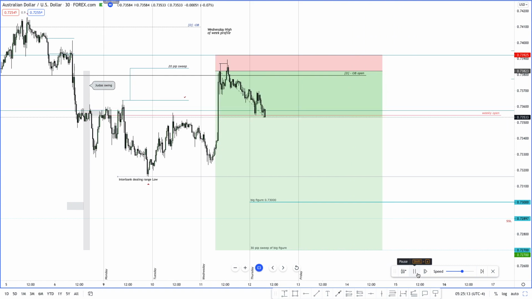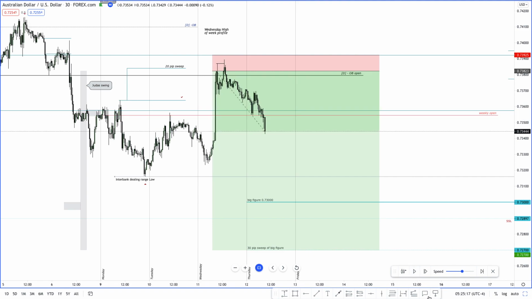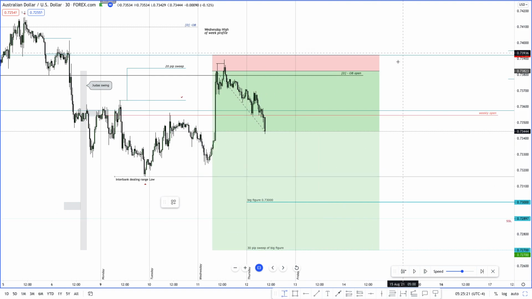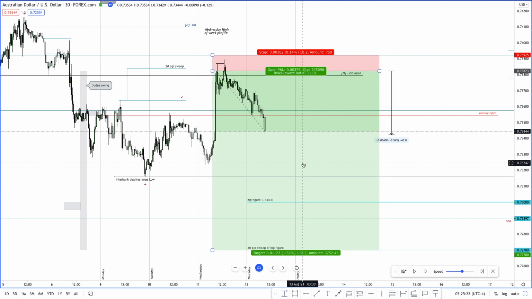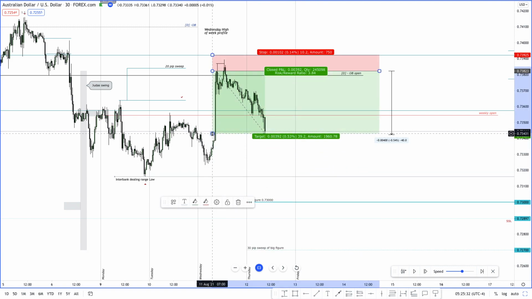At this point right here, that's when I went break even, when price traded back to the weekly open price. Okay, so how many pips was this? Yeah, around 40 pips. I think the R was at 1:4. 1:4 on the dot.